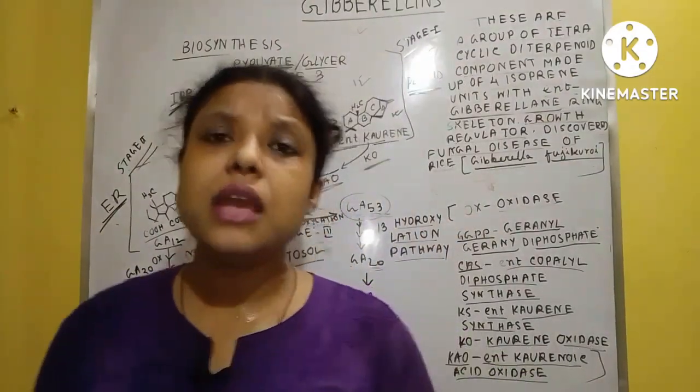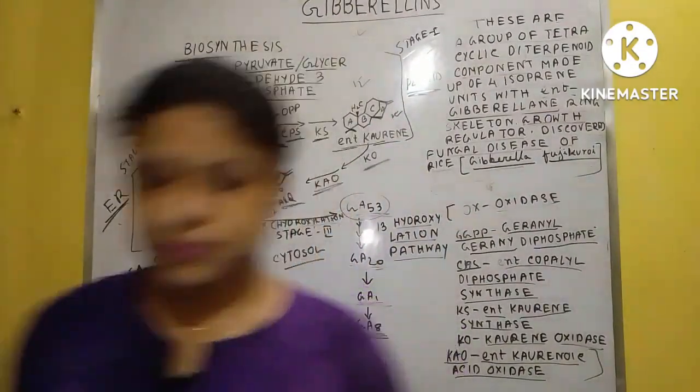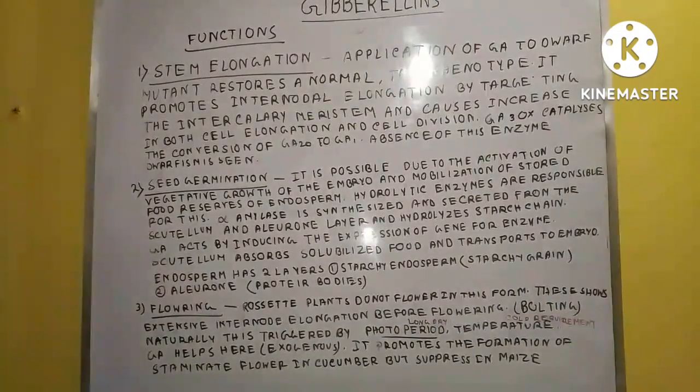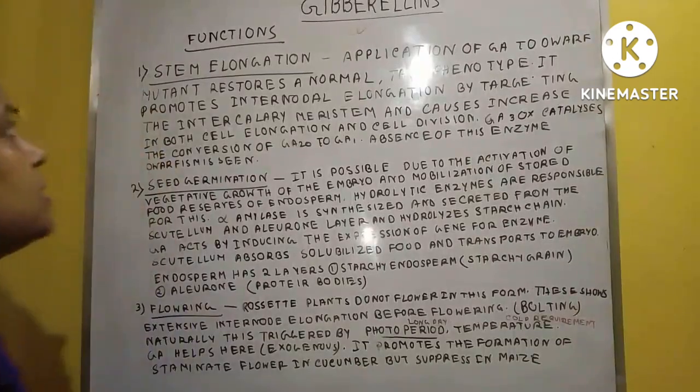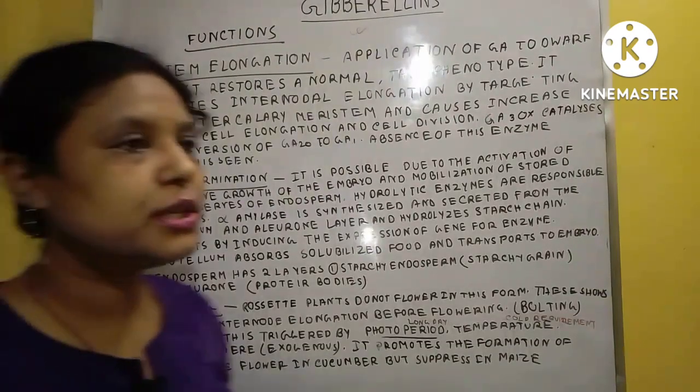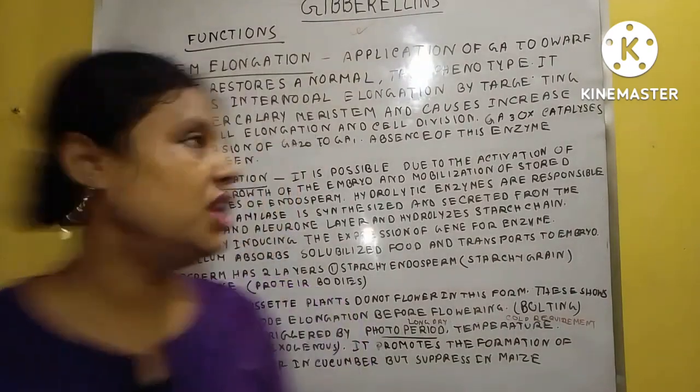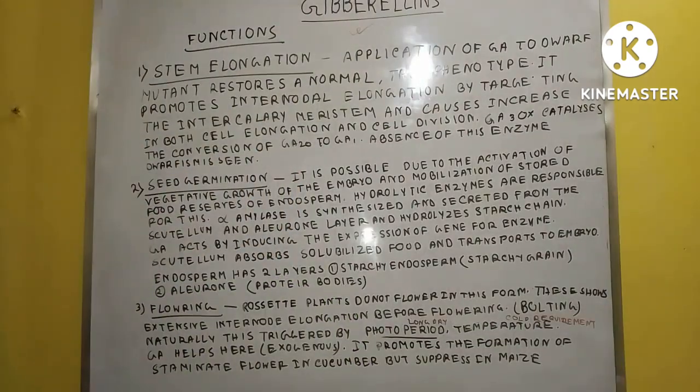Now we will learn about the functions of the gibberellin. You can see here the three functions I will describe elaborately. One is the stem elongation, and before going into the topic, I will explain shortly what the stem elongation is.